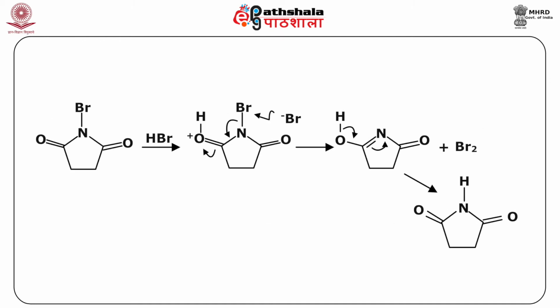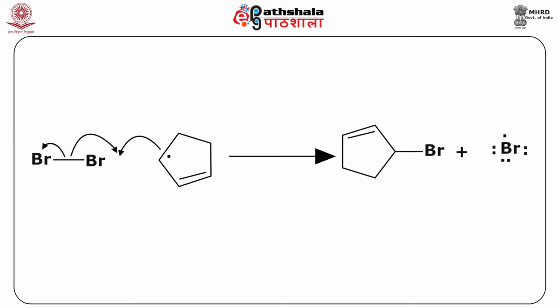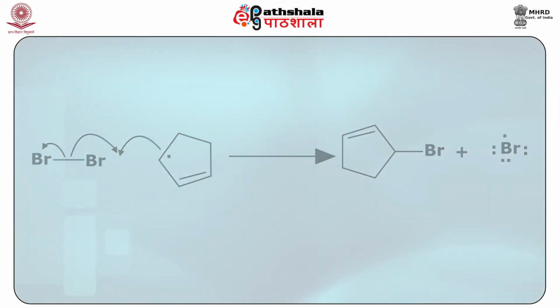The HBr thus formed reacts with NBS to produce a bromine molecule as represented in the mechanism. This bromine molecule reacts with the allylic radical formed earlier and a new bromine atom is produced, which further repeats the entire process and the reaction proceeds towards termination.